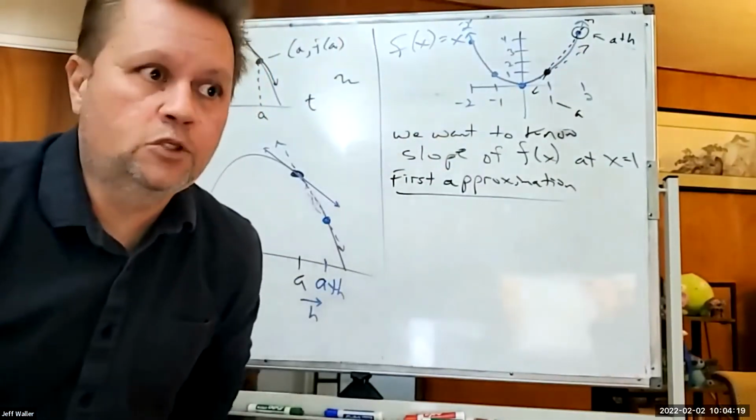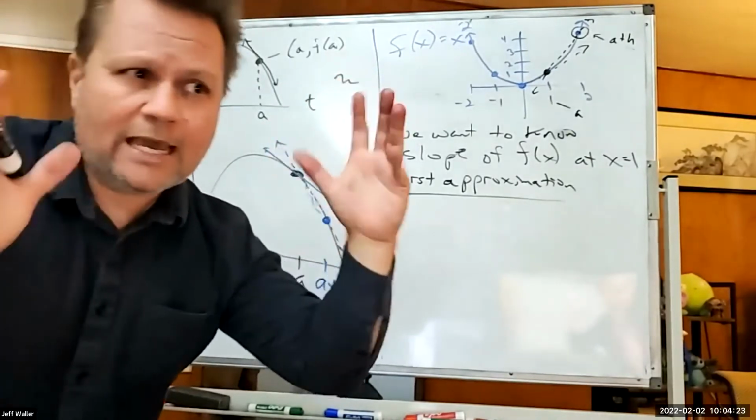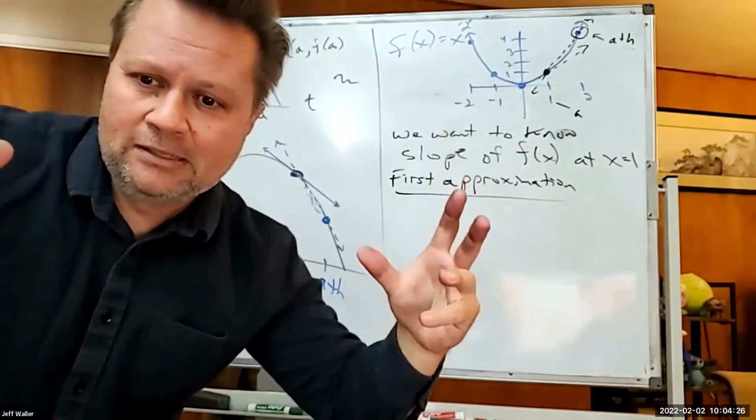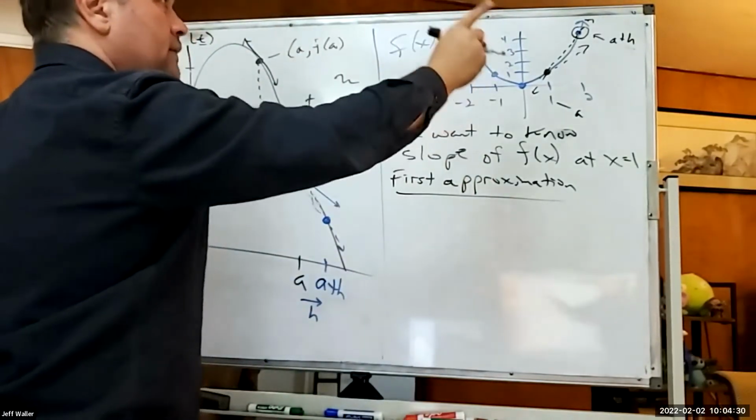Too big. Everybody agree? Because it goes up a little bit more than it should. But it's kind of close, yes? Okay, so let's figure out. Can you guys figure out for me, what is the slope?